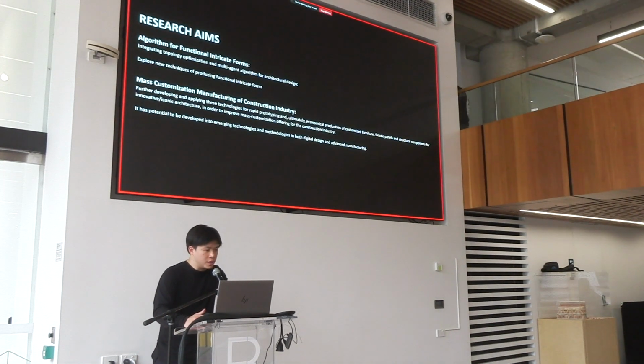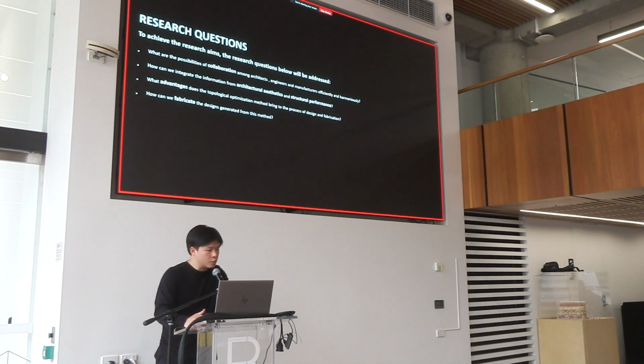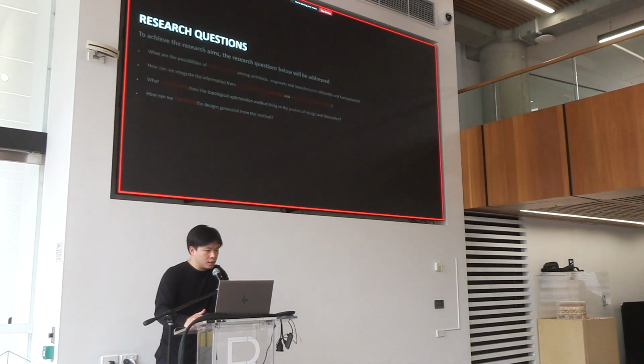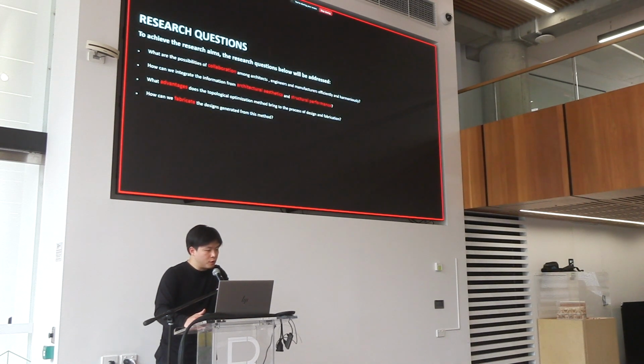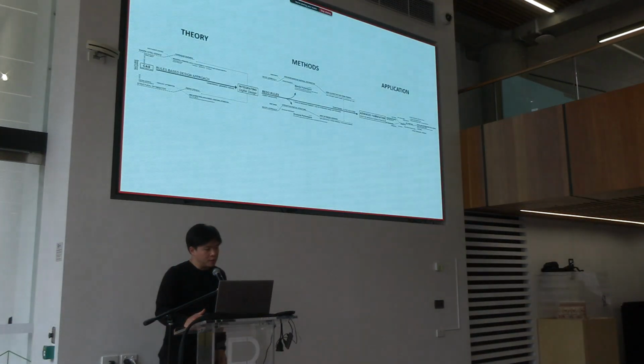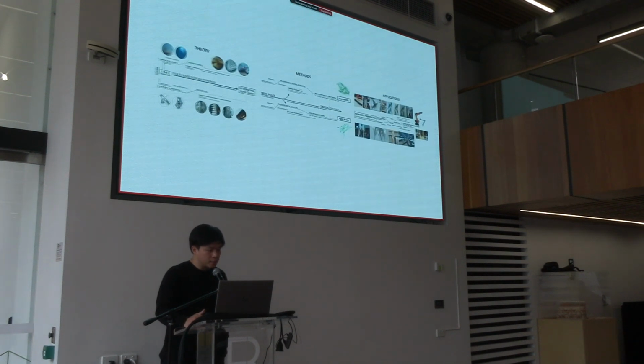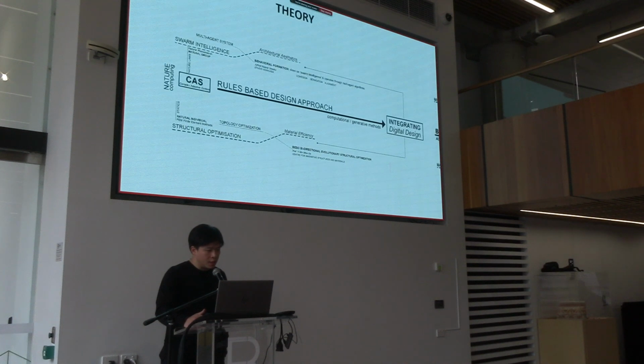So my research aim is to create algorithms for functional intricate forms, and another aim is mass customization manufacturing for the construction industry. A few questions will be addressed: collaboration, aesthetics, performance, and how to fabricate them. So this is a diagram from the theory to the method and the application through my whole PhD study.